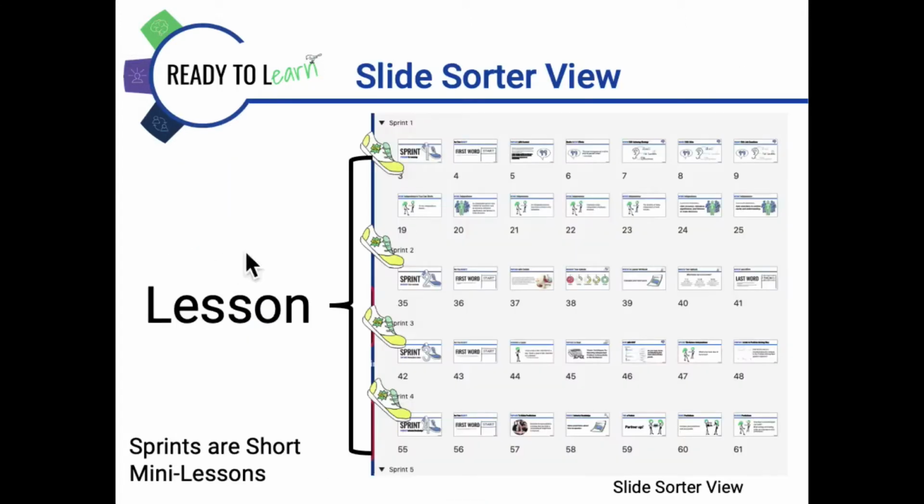That means that when you open up a slide deck and you look at the slide sorter view, you will see that that one lesson, that 2.5 hour lesson, is divided into mini sprints. There may be anywhere between 4 and maybe 13 sprints in a lesson.